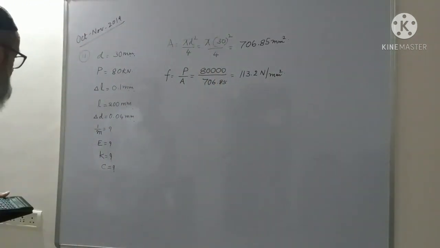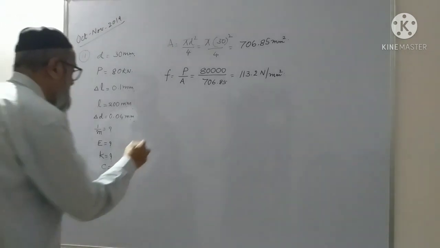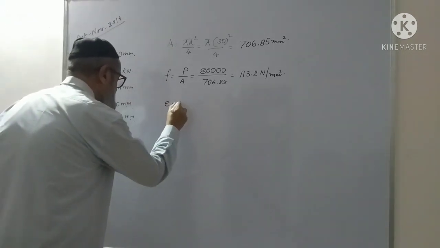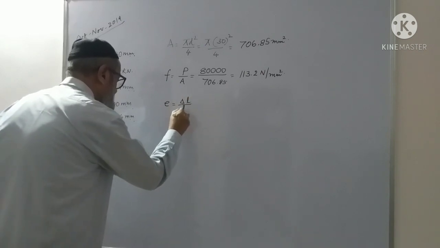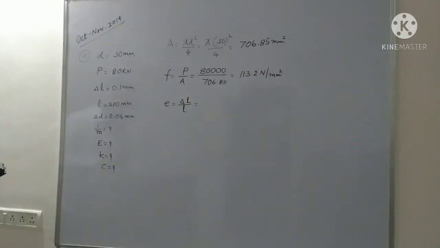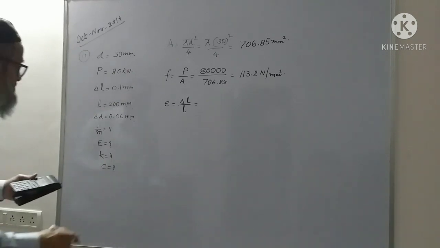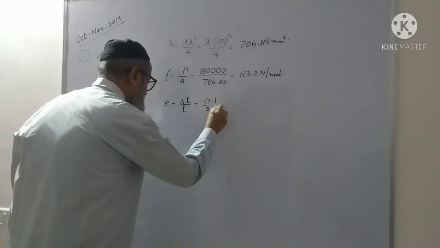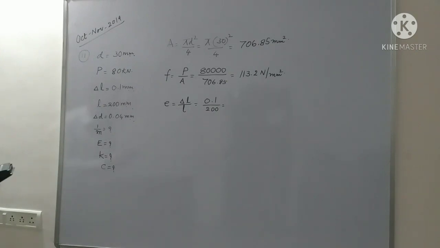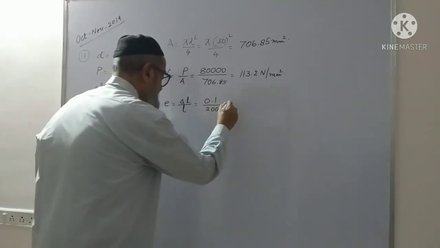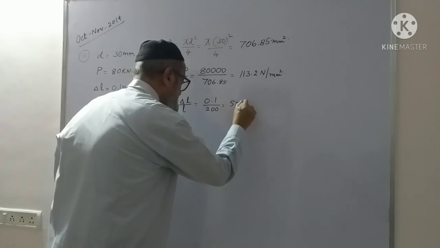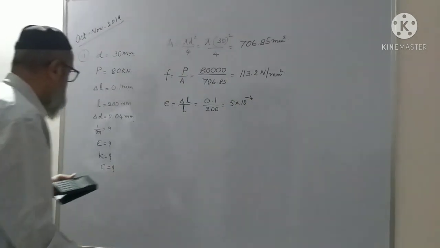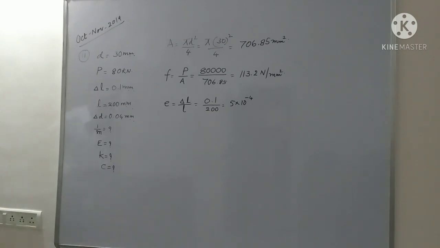Now, stress is got. Next, linear strain is change in length by original length. That is elongation by original length. Elongation is 0.1 mm divided by original length, which is 200 mm. So 0.1 divided by 200 will give me 5 into 10 to the power of minus 4. No unit for that. That is linear strain.